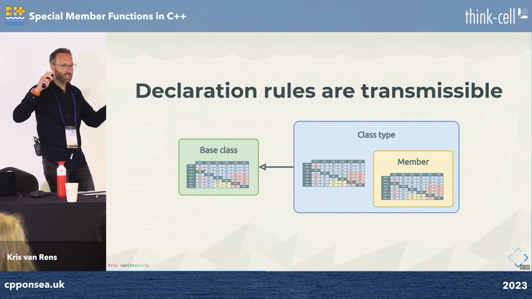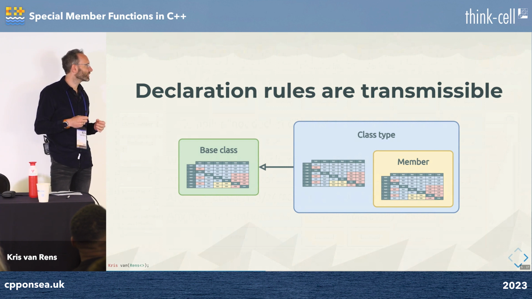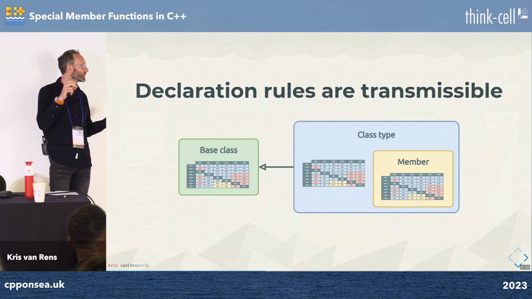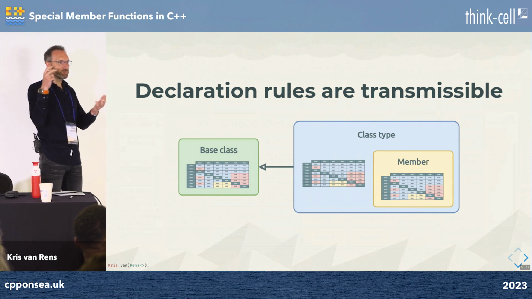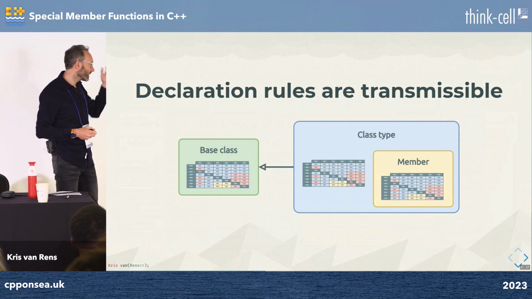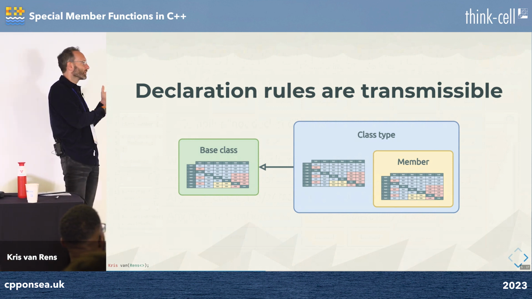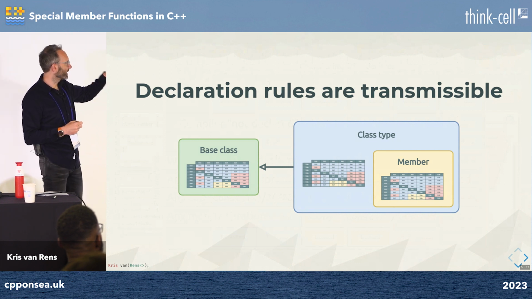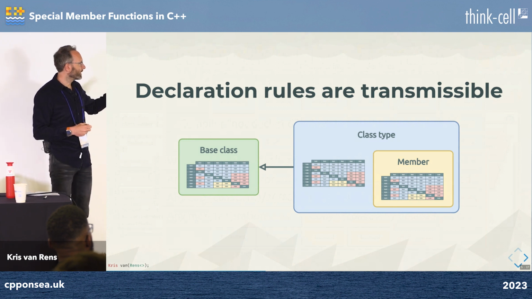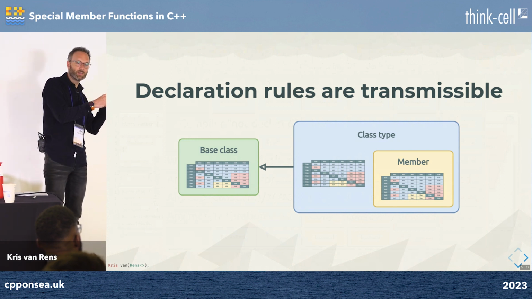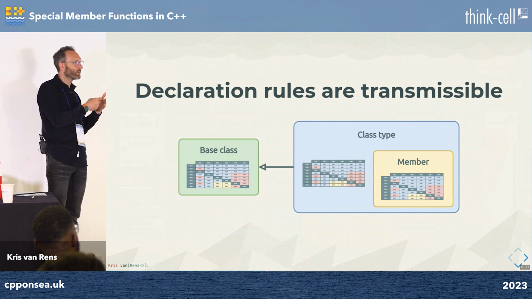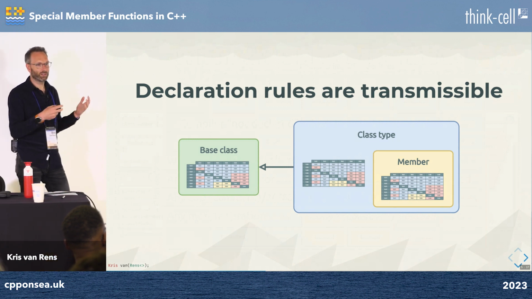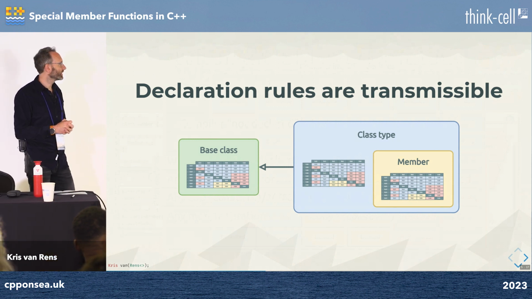Because we just looked at this table, which is nice, but in reality we have inheritance hierarchies, we have composition. How do these rules interact between the types? Well, the declaration rules in the table just hold for one insular type. But actually the declaration rules are transmissible, so every type has its own rules, and the compiler has to combine them and make the strictest rules hold for the eventual result. So that's how they combine.